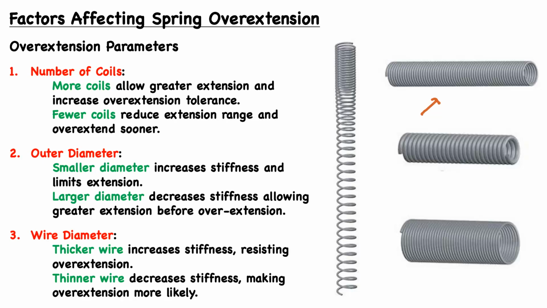It is composed of more individual coils that constitute the total spring. So when a spring has more coils, it allows for greater extension and an increase in the extension tolerance, or the overextension tolerance. But conversely, fewer coils reduce extension range and will overextend sooner. So if all else equal, and we had a spring of this length compared to a spring of this length, well, again, if all else equal, the top spring, the one with more coils, could extend further without overextending.